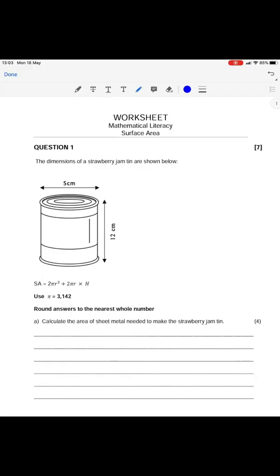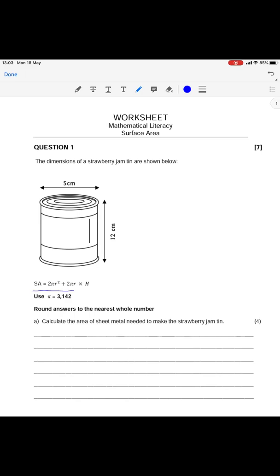Hello grade 12s, in this video we're going to go through the memo for your worksheet on surface area. So for question 1, you've been given a strawberry jam tin with the dimensions given to you, and you need to calculate in question A the area of sheet metal that is needed to make the strawberry jam tin.